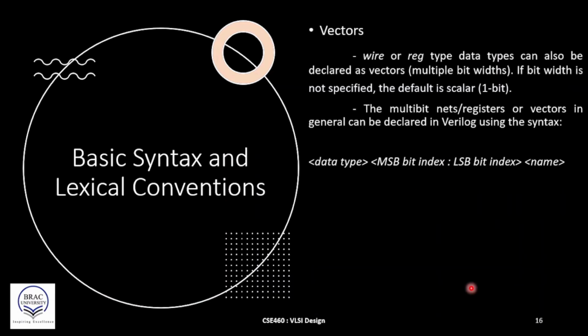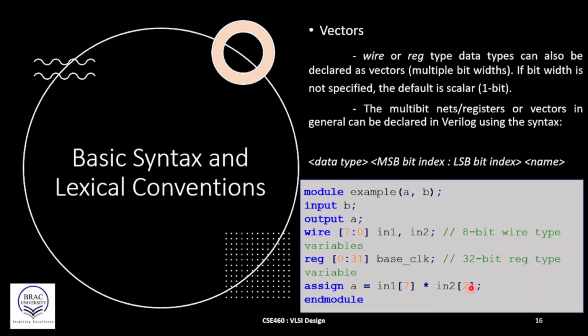Vectors. By default, reg and wire type variables are single bit. However, if they are associated with bit field indices, they are treated as multi-bit variables or vectors. In this code block, you can see 8-bit wire type and 32-bit register type variable declarations. This line shows how individual bits of a multi-bit vector can be accessed in Verilog.